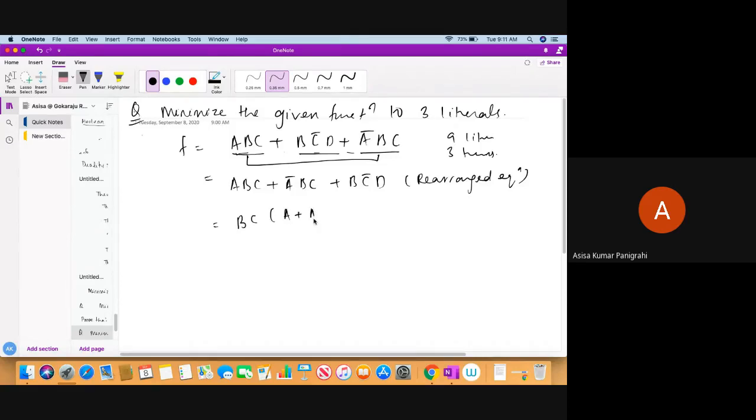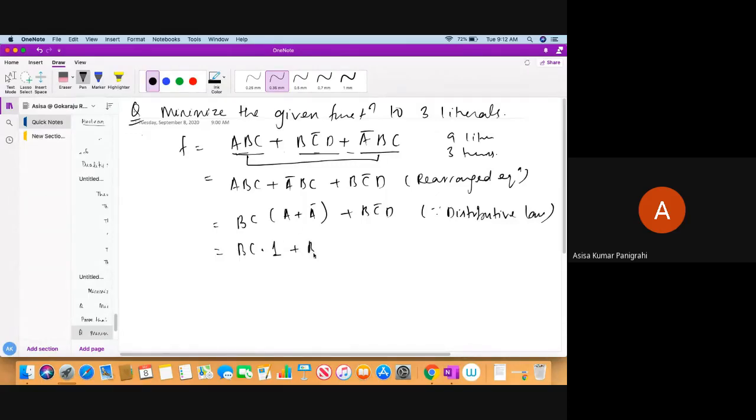So see here, with these two I can take BC common: BC(A + A') + BC'D. So which law have we used here? Very simple. We have used the distributive law, nothing else. We have used the distributive law over here, nothing else.